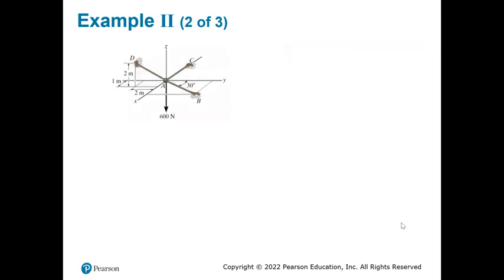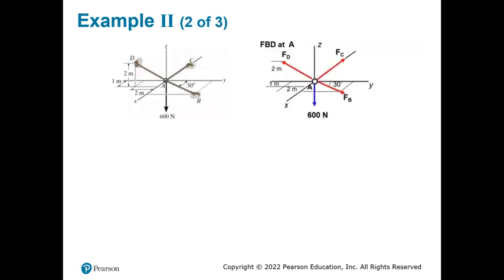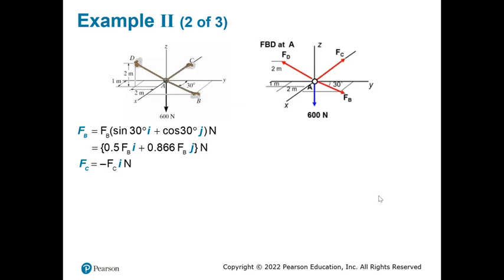Okay, I hope you drew it on your own. So let's draw the free body diagram at A, and now I'm going to get the components. Let's look at FB. It's in the XY plane, making 30 degrees with the Y axis. So if I take cos 30, I get the Y component, and if I take sin 30, I get the X component. That way I get FB. And FC is simple. It's just in the opposite direction of X, so that's minus FC.